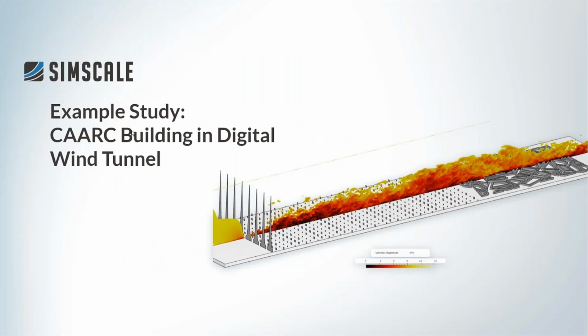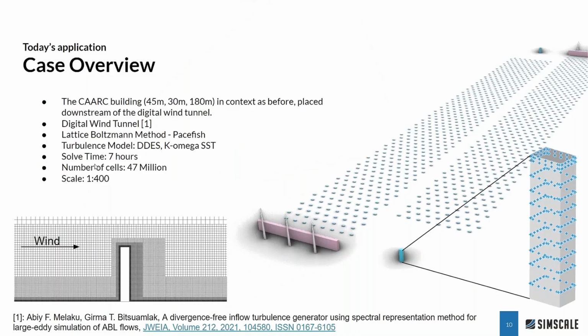Now, let's take a look at how such a CFD wind study would look like. And here we're looking at the standard CAARC building. So it's a simple cube-shaped building, 45 meters wide and 180 meters high. And we're putting this in a virtual wind tunnel.